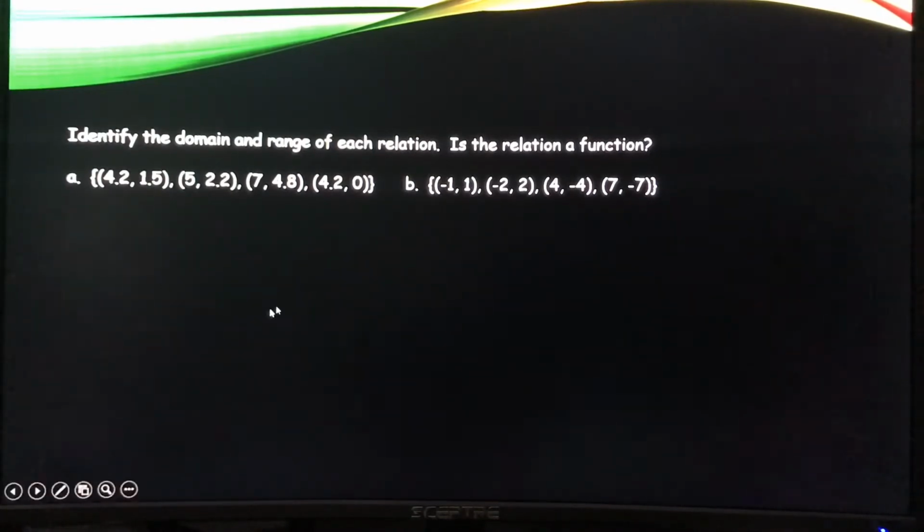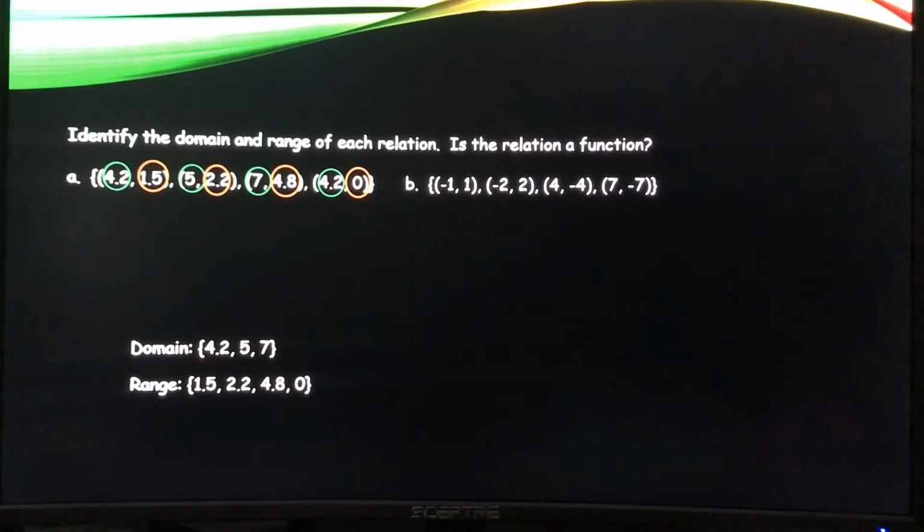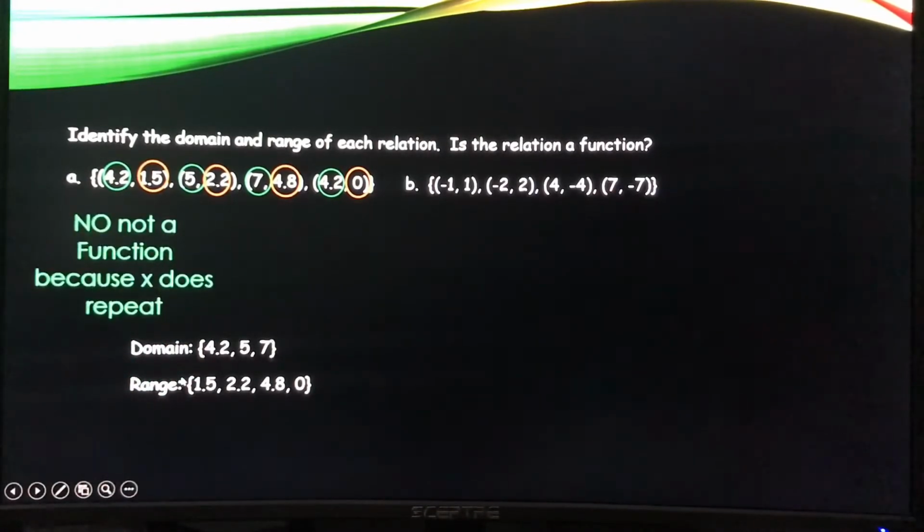On letter A, if we go through and we circle all of our x values, I notice that 4.2 is there twice, so I'm only going to write it once. If I go through and circle all of my y values, and then I write them down for the range, remember, what am I looking at? I'm looking at my domain. I want to see if my x value repeated. It did, so this is not a function.